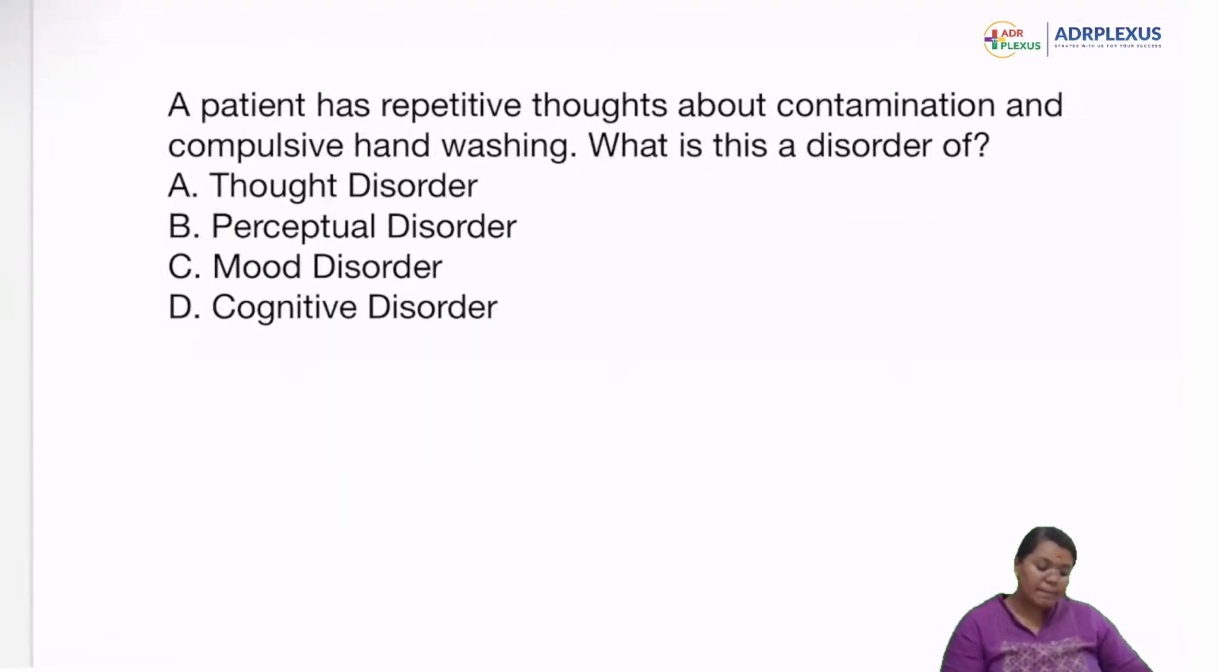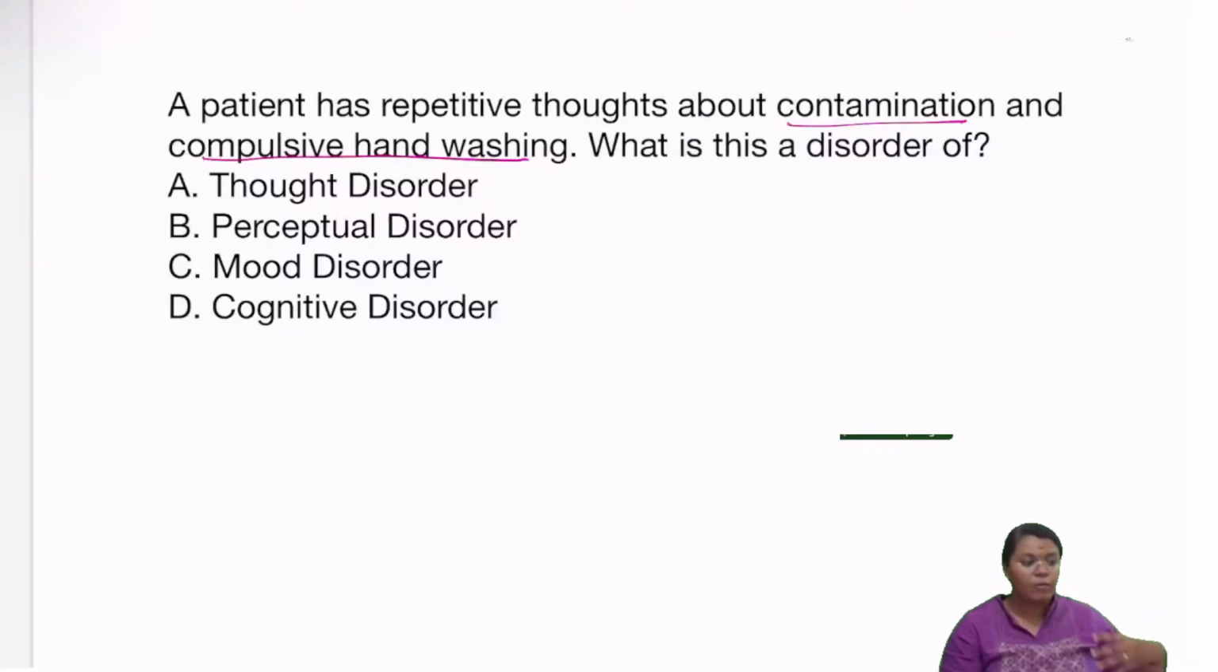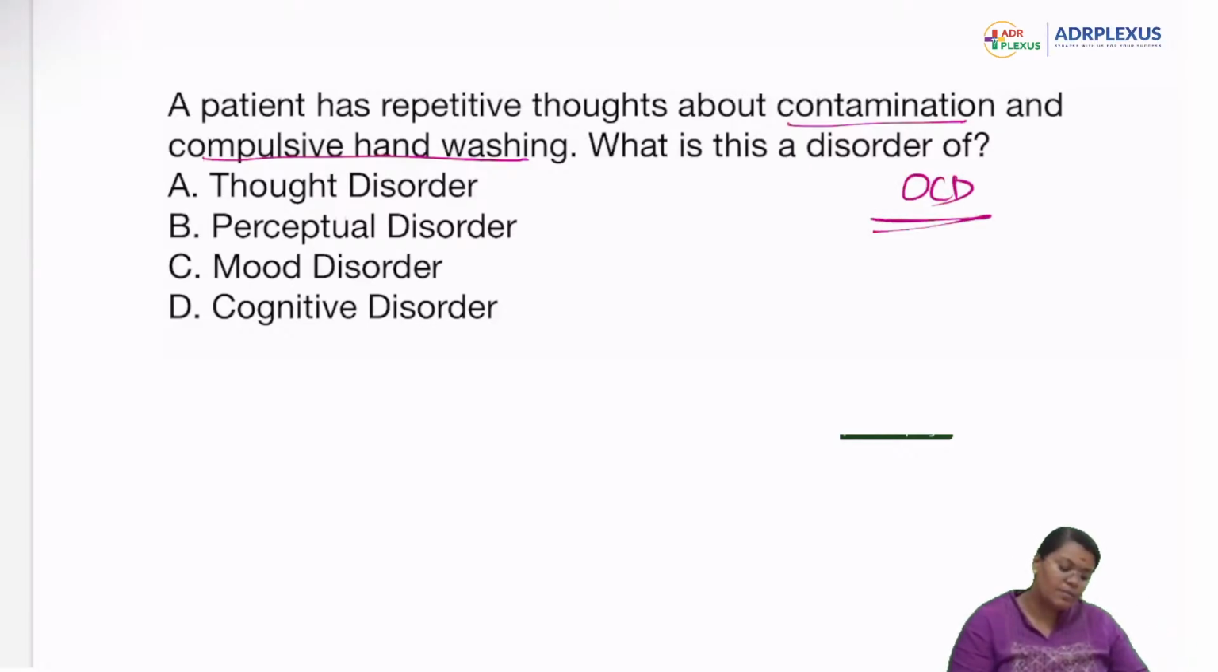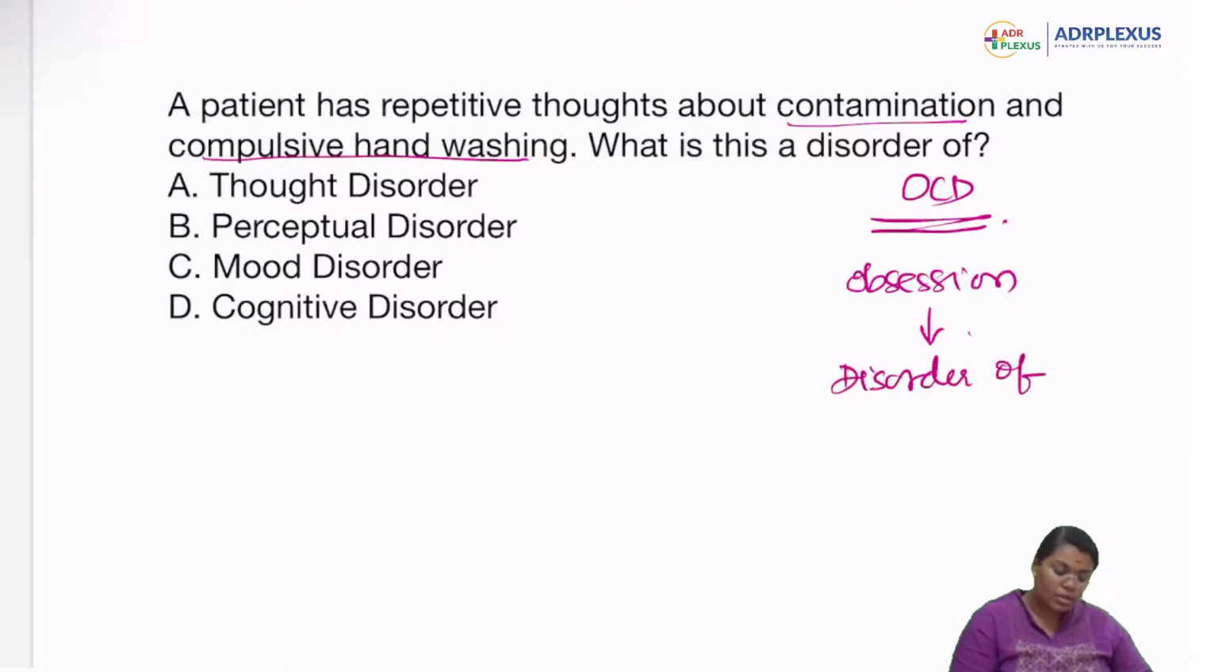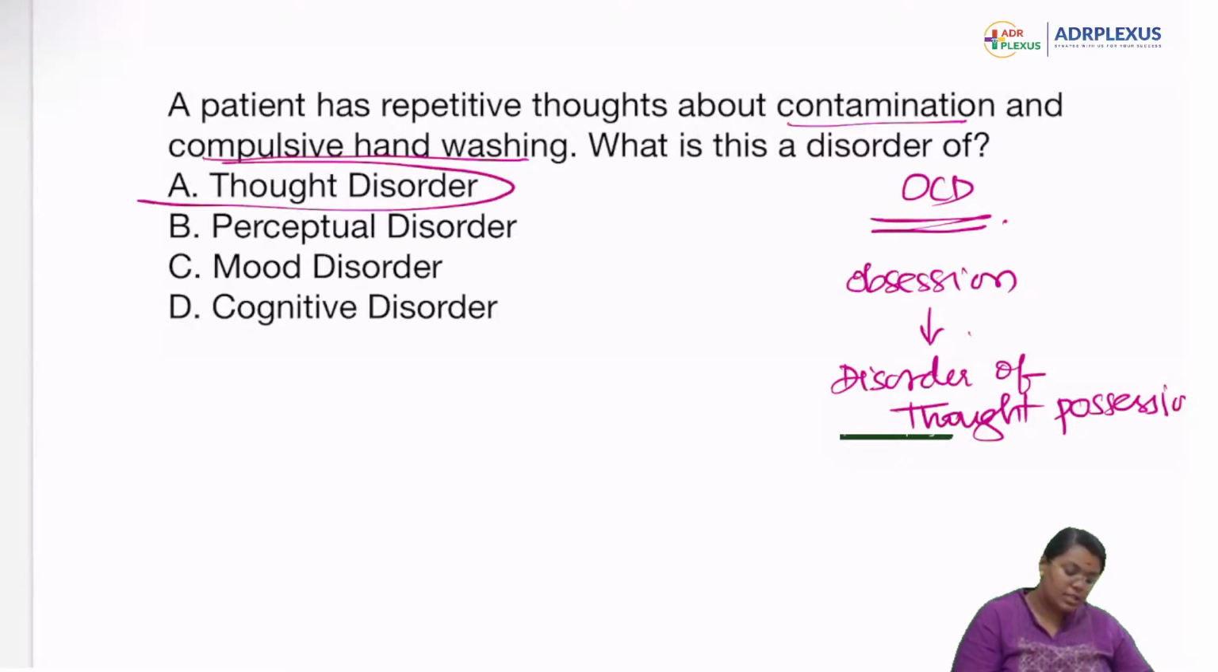A patient has repetitive thoughts about contamination and compulsive hand washing. What is this a disorder of? What if this is unclean? What if there are germs? That kind of repetitive thought and compulsive behavior. So this is OCD, obsessive compulsive disorder. Obsession is a disorder of thought possession. It's almost like your own thoughts are possessing you. So it is a thought disorder.